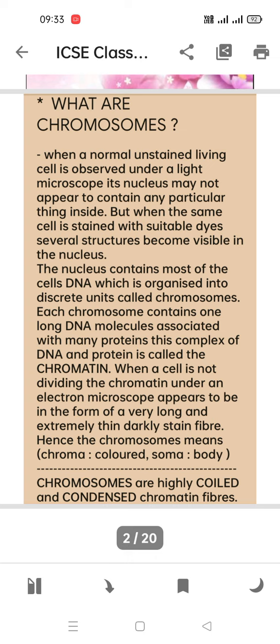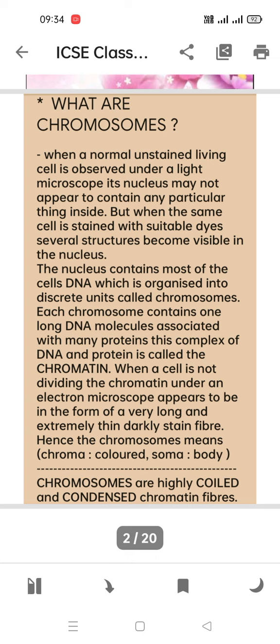Suppose you put any part, let's take an onion peel. I hope you have done this experiment as well. If you keep the onion peel in the microscope, you might not see anything. But when you stain it, when you color the onion peel and then keep it inside the microscope, you can see each and every part very thoroughly, isn't it?